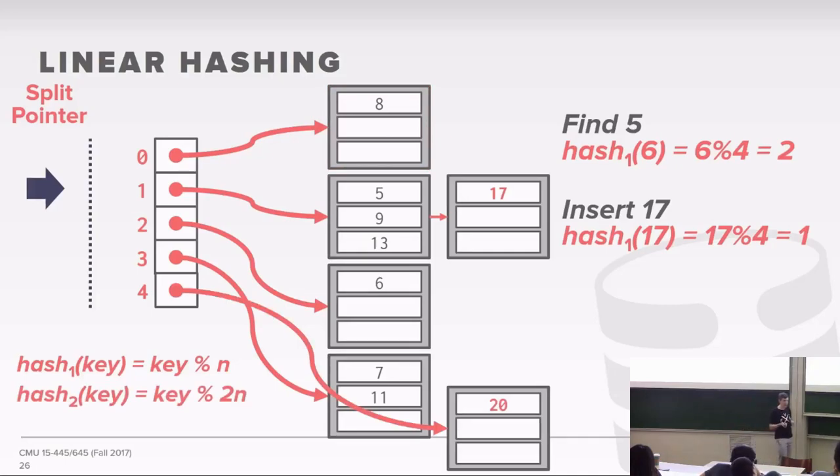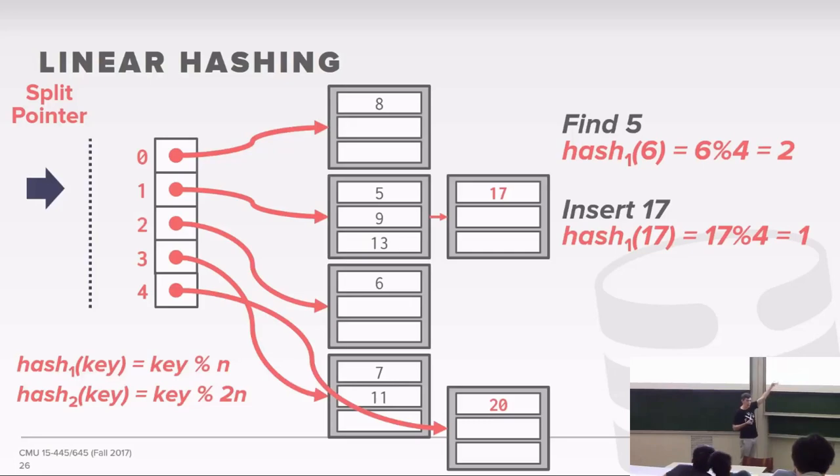And the hash function is going to say, in this case it's 2n, it's either going to be the first location or the new location. Every time you split, do you need a new hash function? His question is, every time you split, do you need a new hash function?